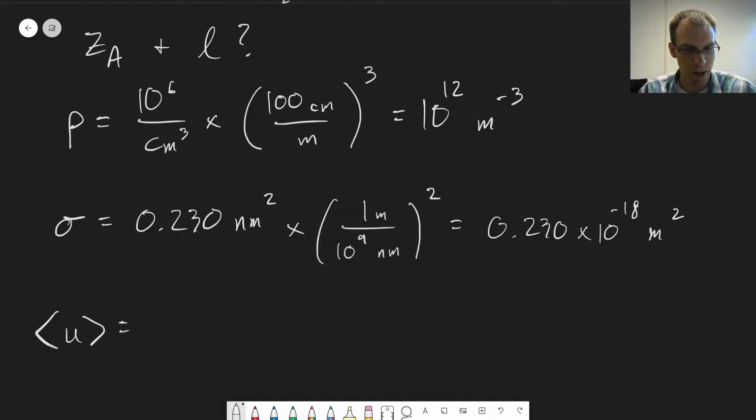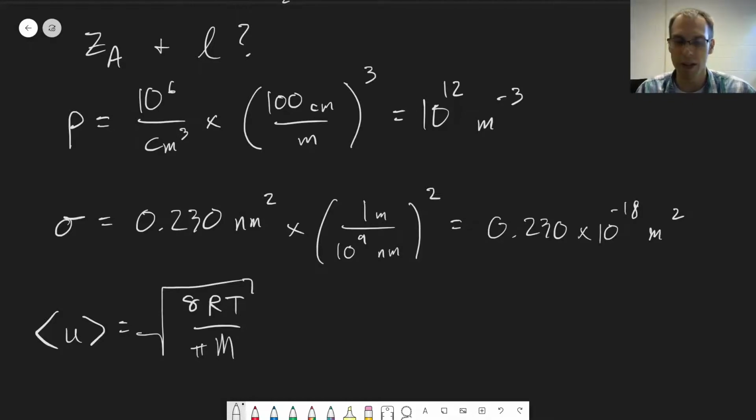And so that is going to be given by the formula that comes from kinetic molecular theory. We have 8RT over pi m, and this is a capital M. This is the molecular weight. And since this is hydrogen, H2, that we're talking about, M is equal to, we're going to express this in kilograms per mole, 0.002 kilograms per mole. So then we can plug everything in.